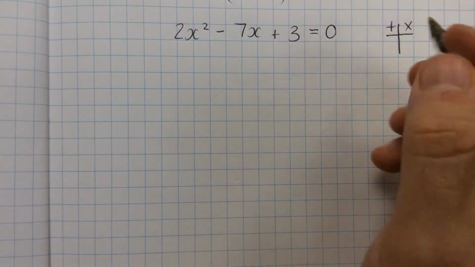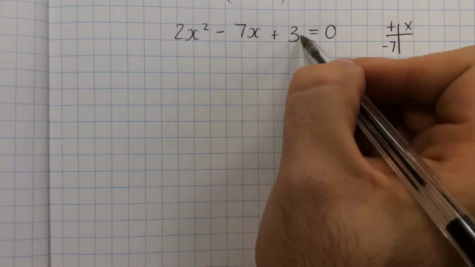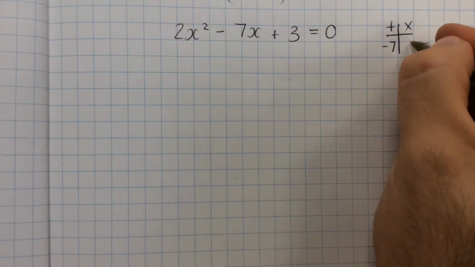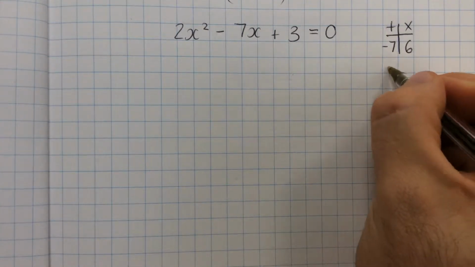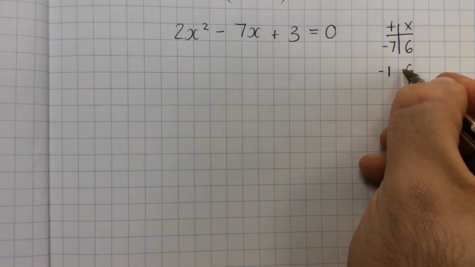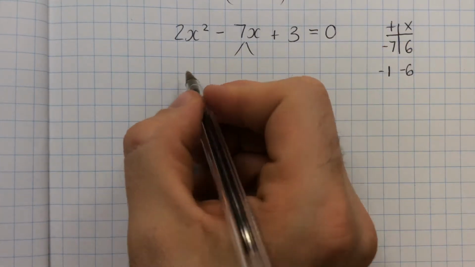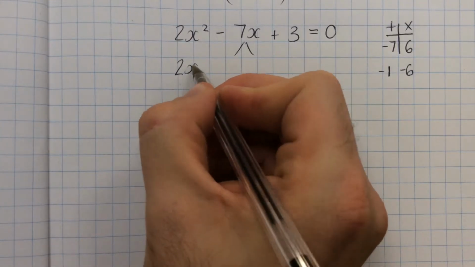Two numbers that add and times. They need to add to make the one in the middle, so minus 7, and they need to times to make the one on the end multiplied by the first number, so 6. That's going to be the numbers 1 and 6, and if we need to make minus 7, both of these are going to have to be negative. Split the middle term, because we can't go straight to the brackets because of this 2 at the beginning.